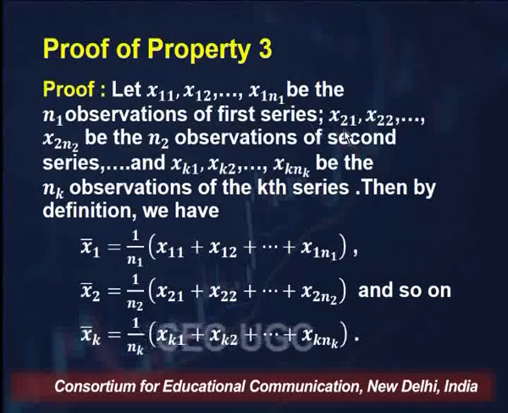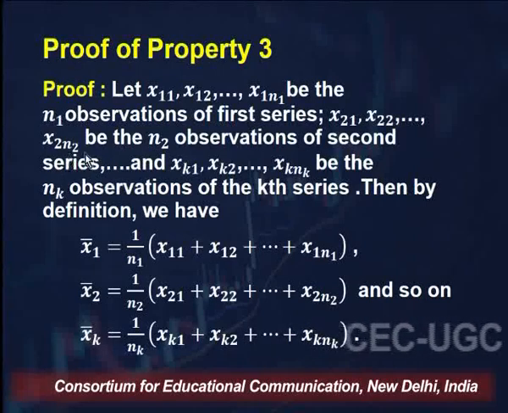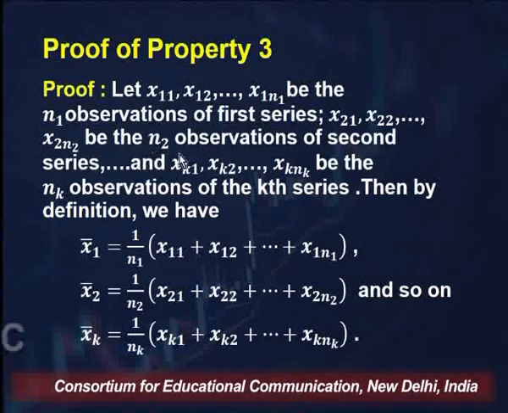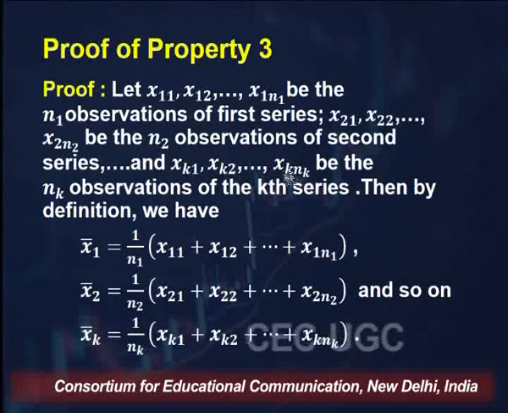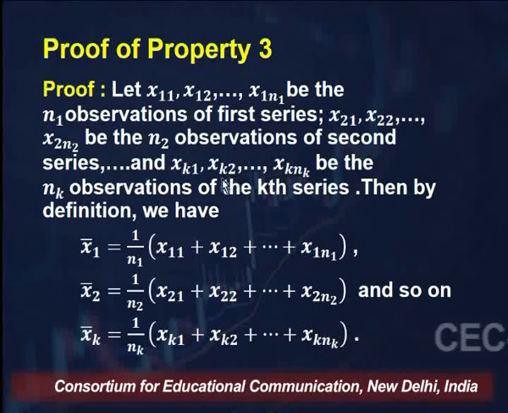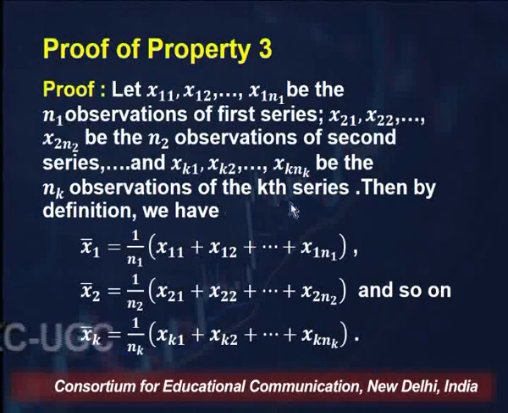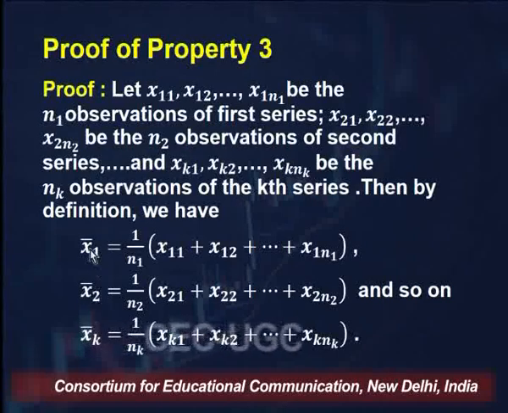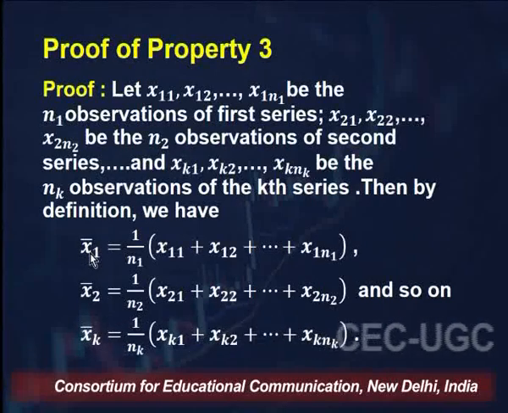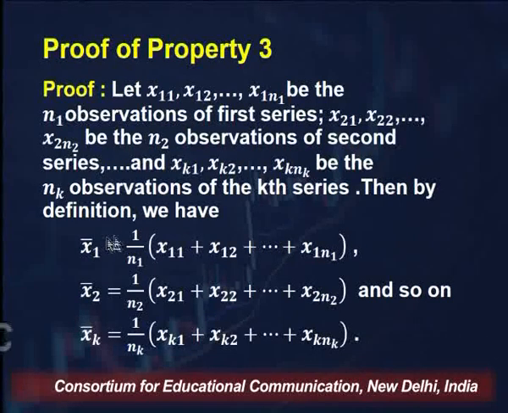Similarly, x21, x22 up to x2n2 will be the n2 observations of the second series, and so on, xk1, xk2 up to xknk will be the nk observations of the kth series. Then let us first write the means of each of these series. My x1 bar will be the sum of the observations in the first series divided by the total number of observations in the first series. The sum of the observations in the first series is x11 plus x12 up to x1n1, divided by n1, which is the total number of observations in the first series.